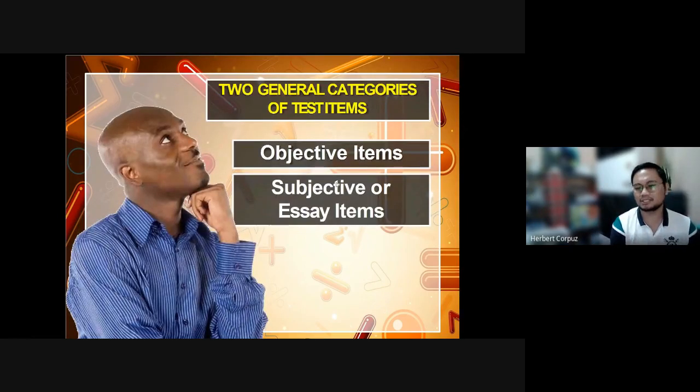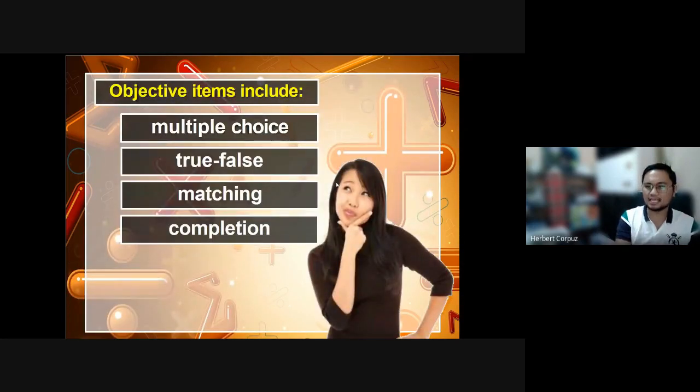That as future teachers, as you are already in your pre-service training, you really have to learn the different principles, the different types of paper and pencil tests, because certainly when you are already in the profession, you would also be asking learners to complete paper and pencil tests to check their level of understanding, to check their advancement of learning. Now, please take note that there are two general categories of paper and pencil tests or test items. These categories include objective items, and the second one is subjective or essay items. So ano yung difference nung dalawa? Okay, please take note of this.